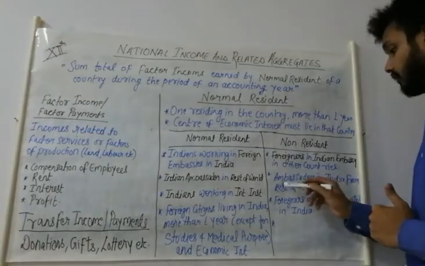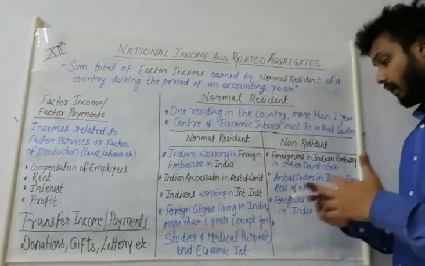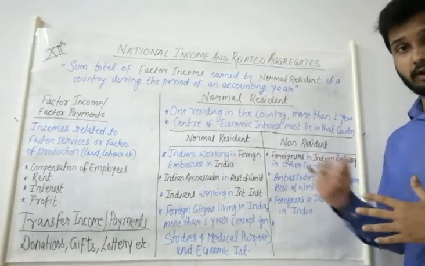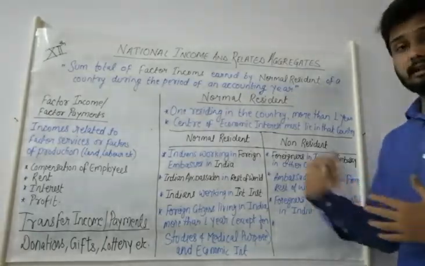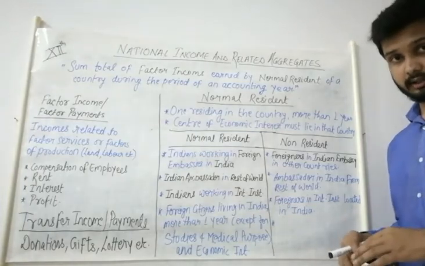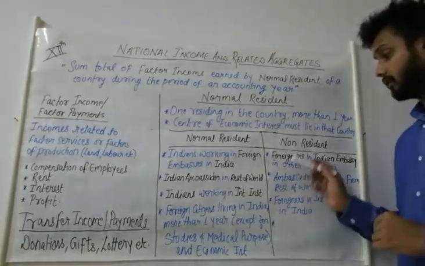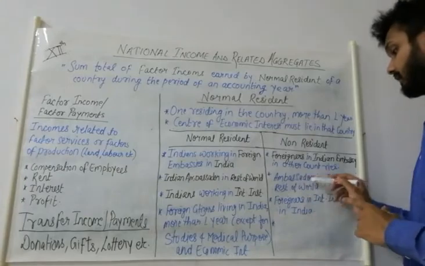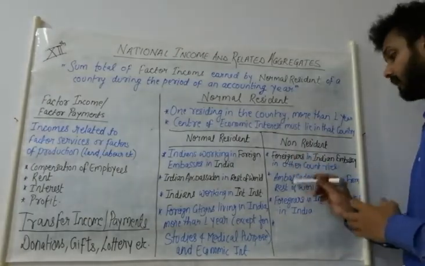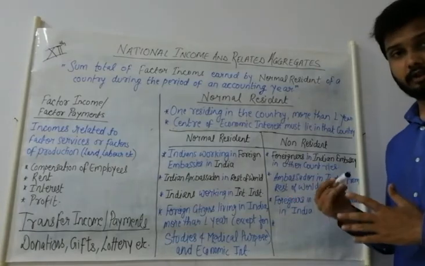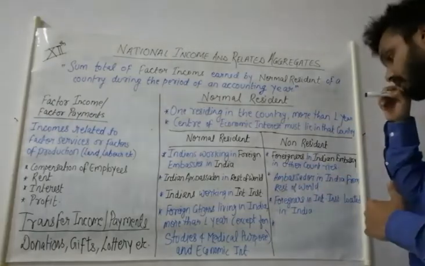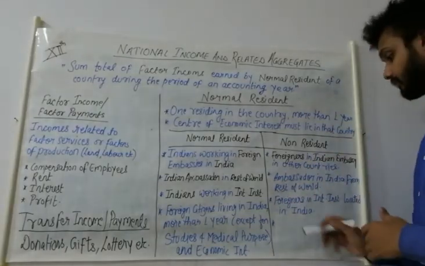Ambassador in India from rest of the world. In our country also, different embassies of other countries are located. So if there is any ambassador of another country who is working in our country, he will be termed as non-resident. Why? Because he will be working for his country, even though he has to live in our country. His economic interest lies in his own country, so he will be termed as non-resident.